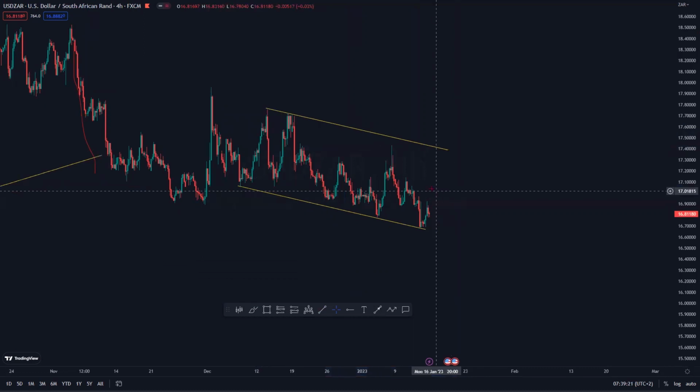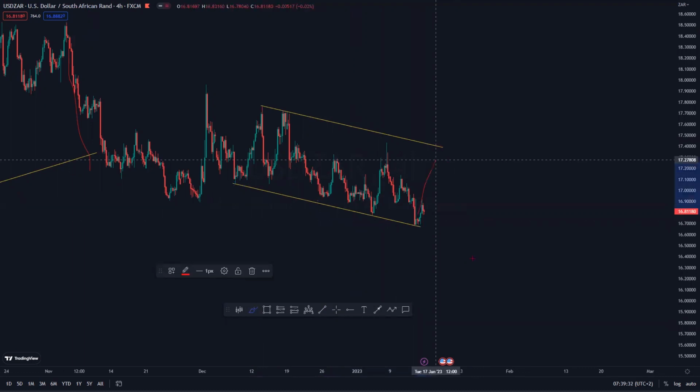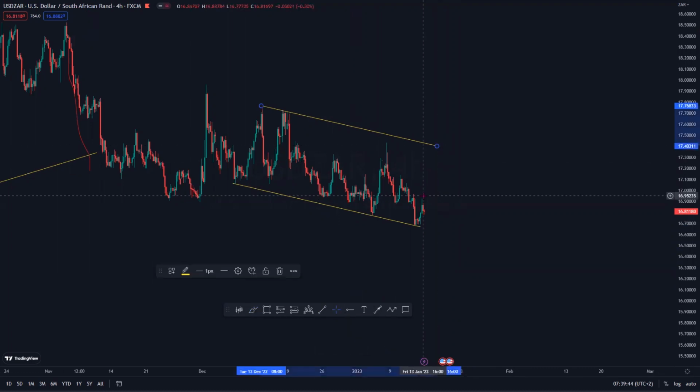So on 4 hour, we are having something like this. We're having 1, 2, and this was our third touch. So probably the market is going to shoot to the upside, then drop. So let's go to our lower time frames, like the 1 hour. Let's go to the 1 hour.